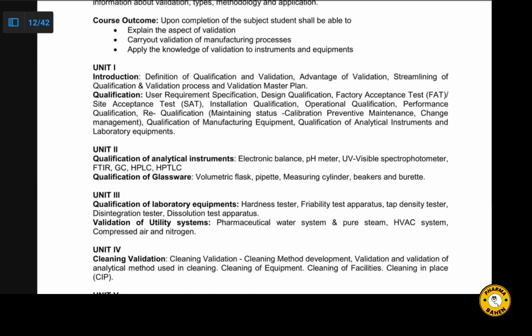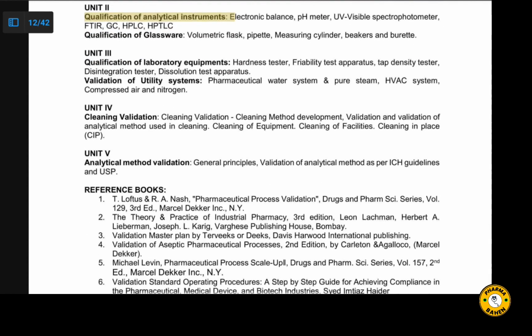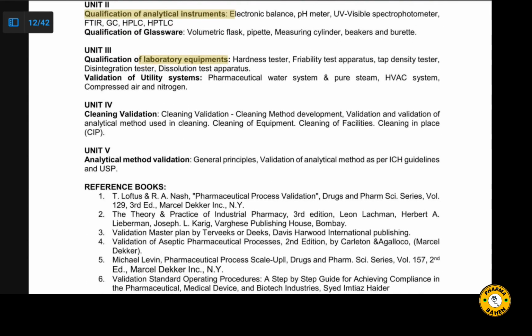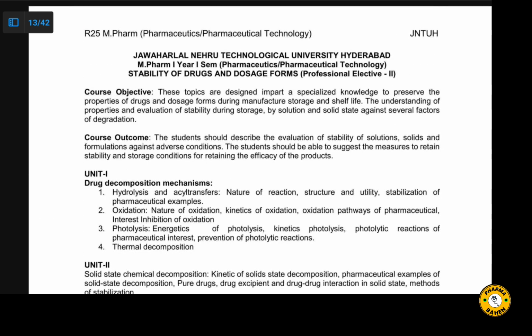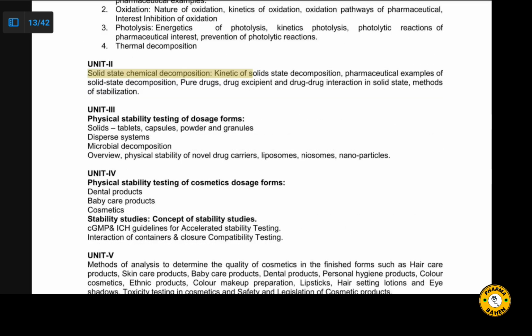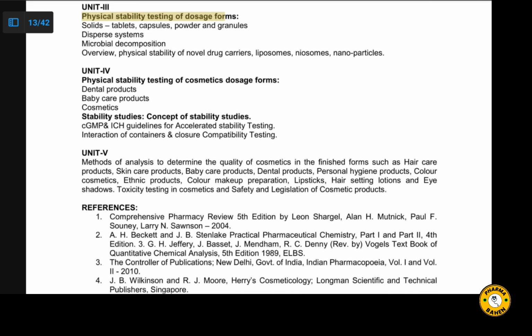In this we have introduction, qualification of analytical instruments, qualification of laboratory equipment, cleaning validation, analytical method validation, stability of drug and solid state chemical decomposition, physical stability and dosage forms, physical stability testing of cosmetics, concept of stability studies, and then methods of analysis.